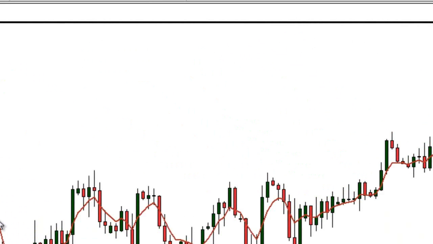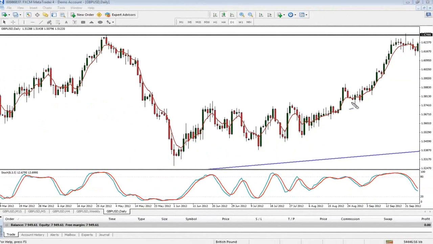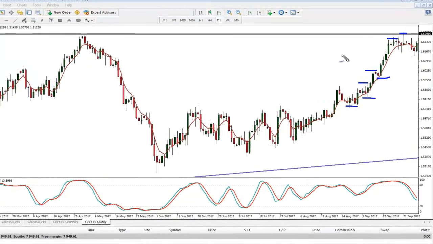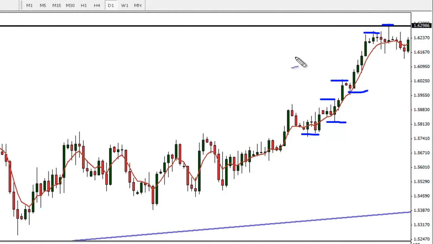Alright, so let's take this for example. Here's a daily pound chart. Notice how we're making higher lows and higher highs. Okay, now remember, the swings to me should not be taken too literally. They should be what is obvious to you.